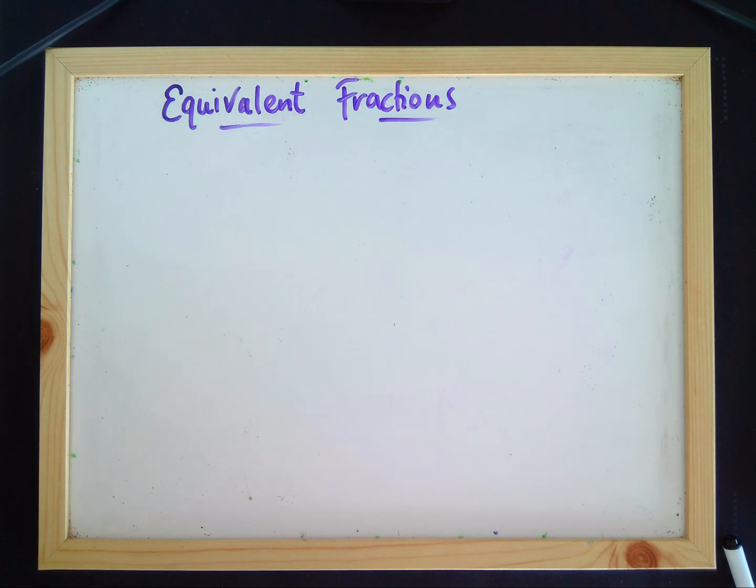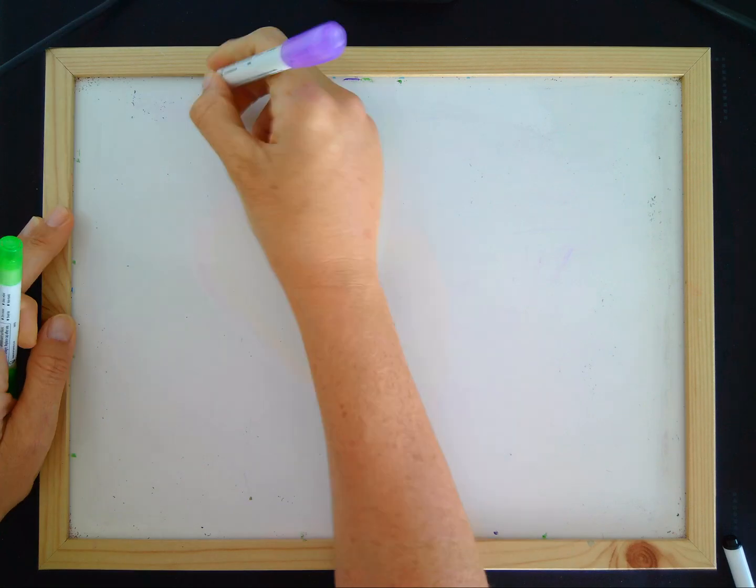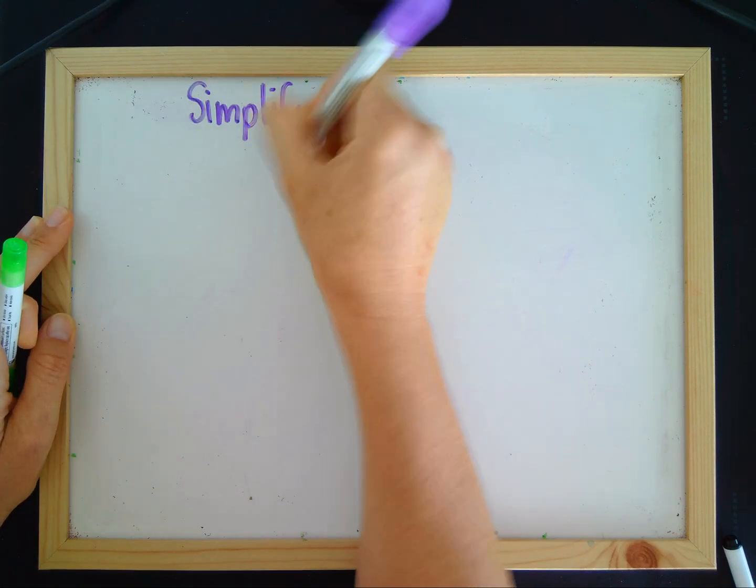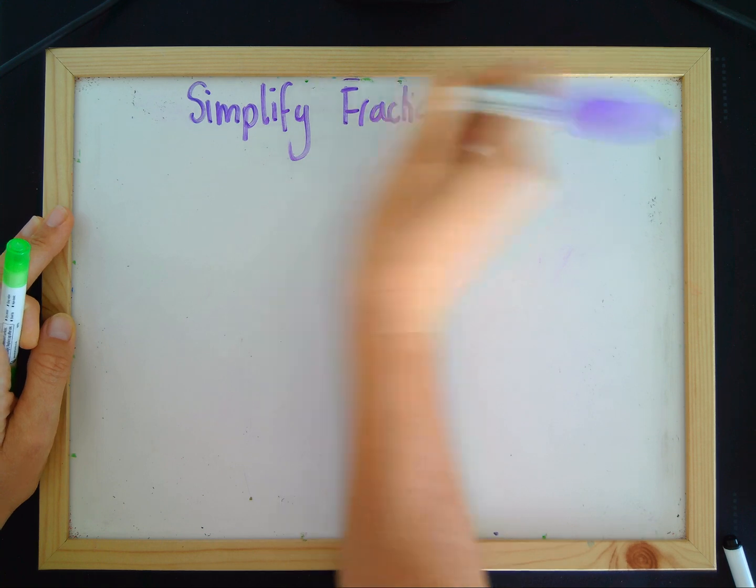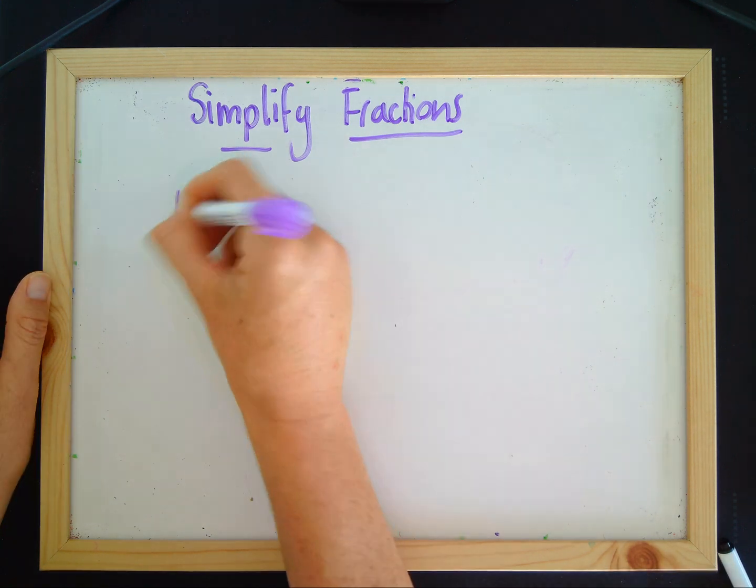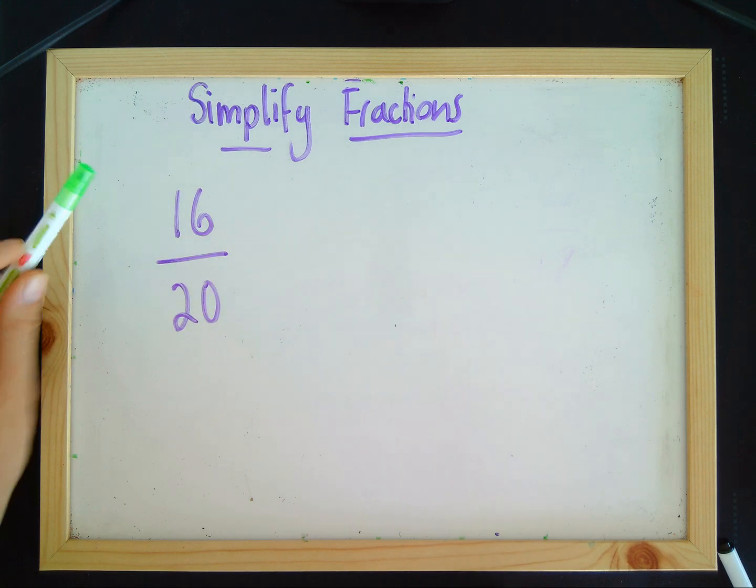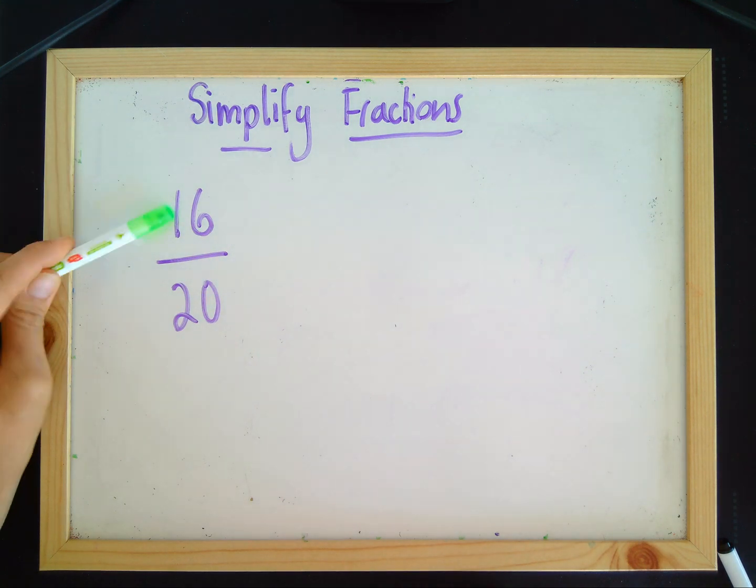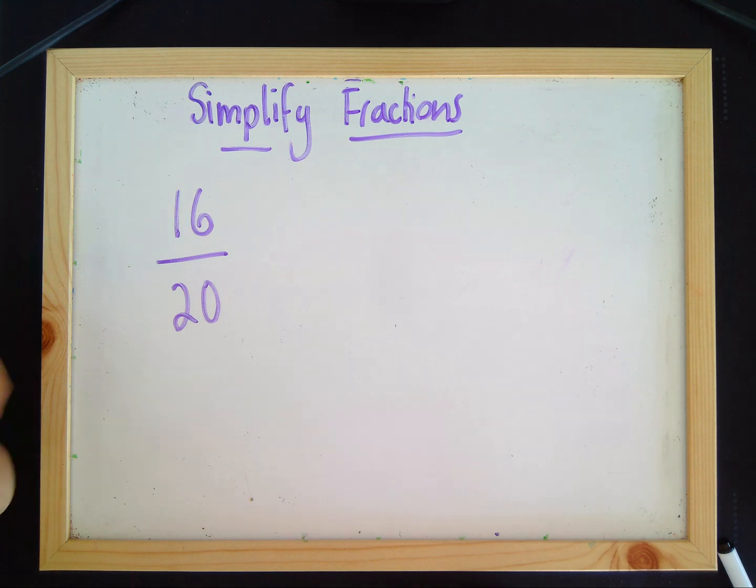Now, often we might be asked to simplify a fraction. So we use our knowledge of equivalent fractions to help us simplify. Okay, so I'm going to change this and I'm going to say simplify. Now, when we simplify fractions, we write an equivalent fraction but with smaller numbers. So a smaller numerator and a smaller denominator. Remember, the numerator is on the top and the denominator is on the bottom. So if I have something like 16 over 20, I look for a number that divides into both 16 and 20. Okay? So I think of the biggest number possible that divides into 16 and 20.